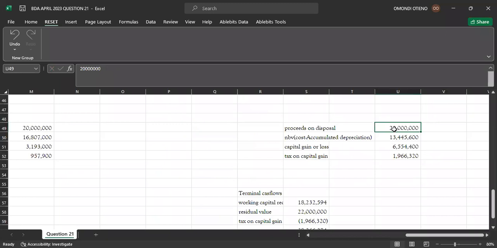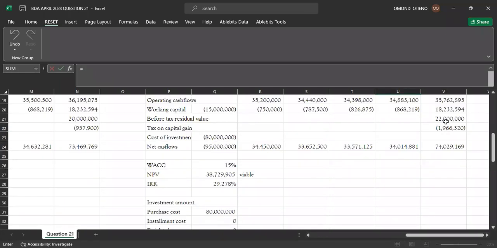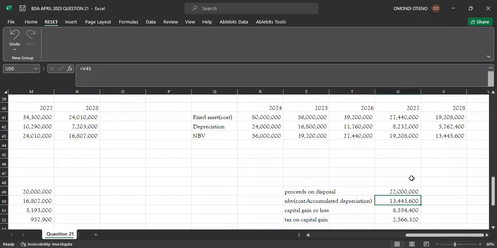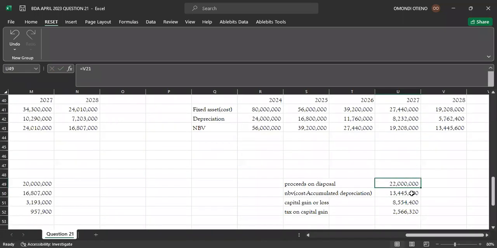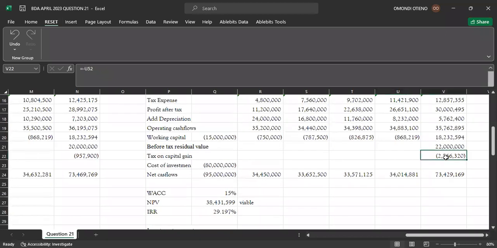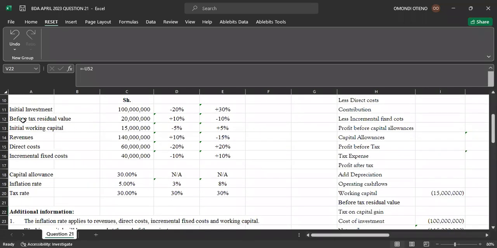I'm now referring to this. This is the amount. Net book value accumulated, it has already picked whatever is up here. I have capital gain of this, capital gain of this, and then the tax expense. It has already been reflected up here as an expense. So that's how we change the before tax residual value.